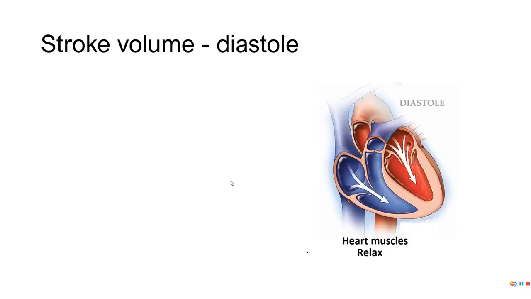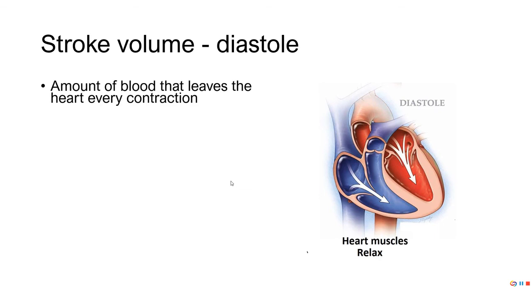We have already talked about heart rate, intrinsic and extrinsic control. So we're going to talk about stroke volume, and we're going to talk about it in terms of diastole and then systole. First of all, with stroke volume, just to be clear, it's how much blood leaves the heart every contraction. And this is affected by a couple of things during diastole.